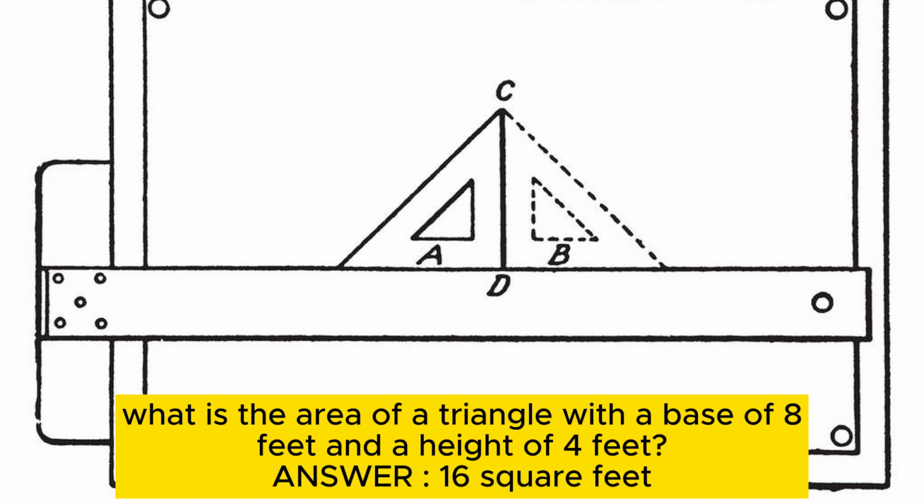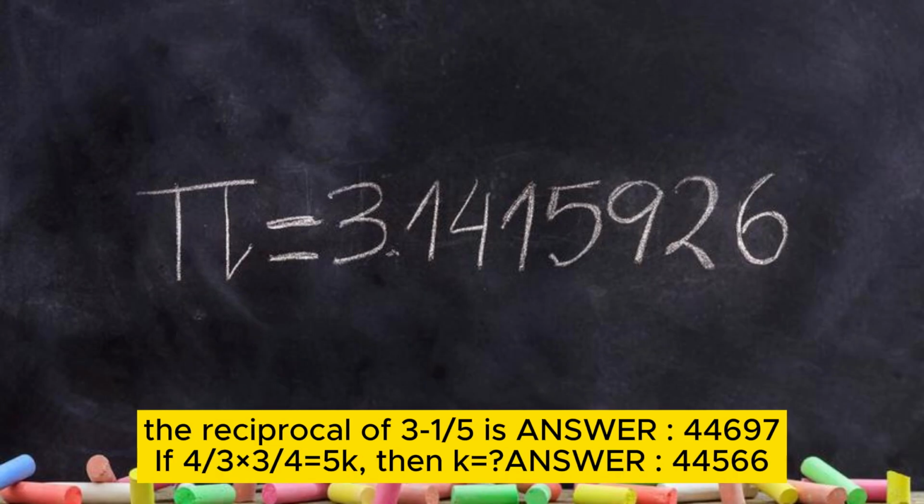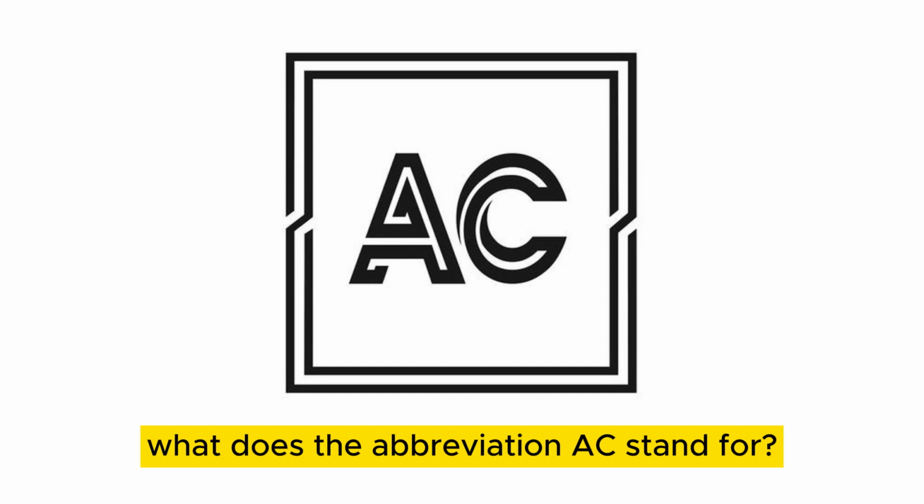Answer: 16 square feet. The reciprocal of 3 1/5 is. Answer: 44,697. If 4, 3 times 3, 4 equals 5k, then k equals, answer, 44566. What does the abbreviation AC stand for?